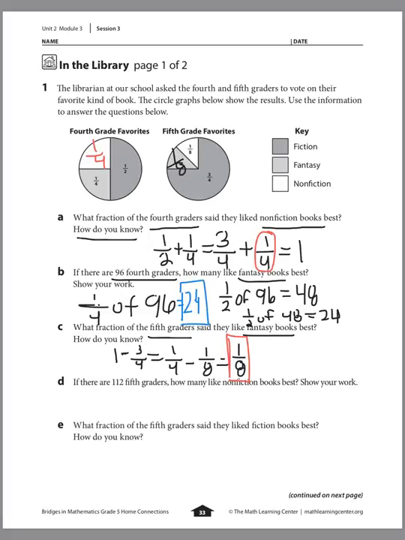And D, it says, if there are 112 fifth graders, how many like nonfiction books best? Show your work. So nonfiction is the whitish color, 1/8. So what is 1/8 of 112? Because I'm told there's 112 fifth graders. So I'm trying to solve 1/8 of 112.